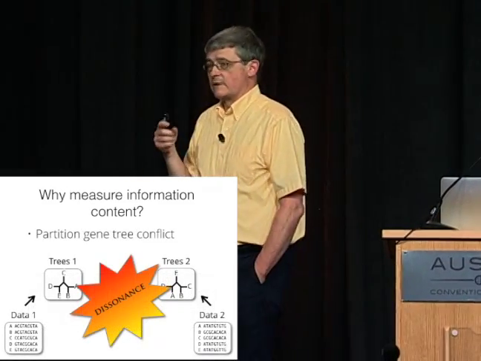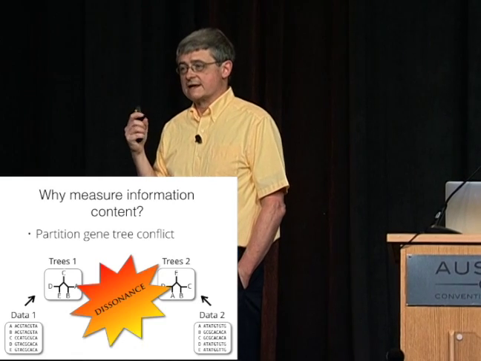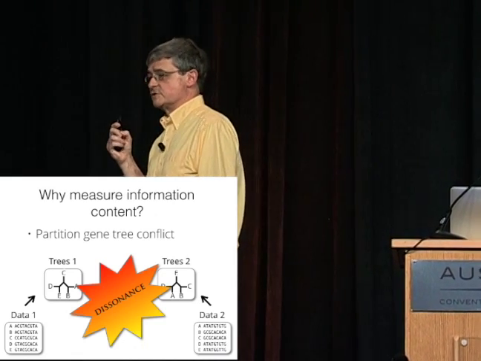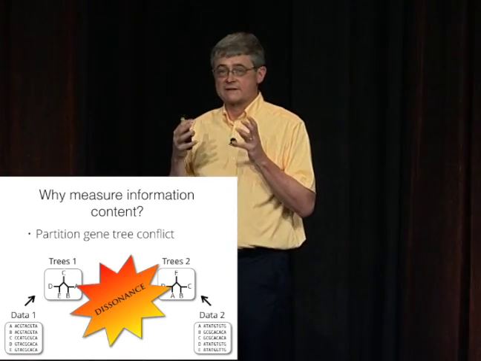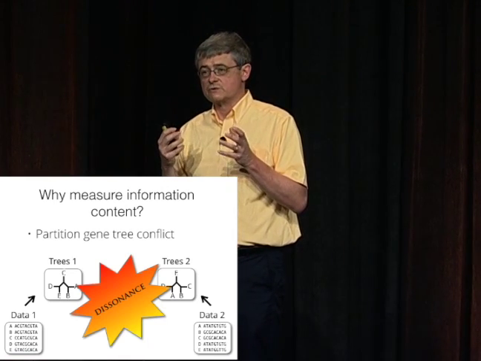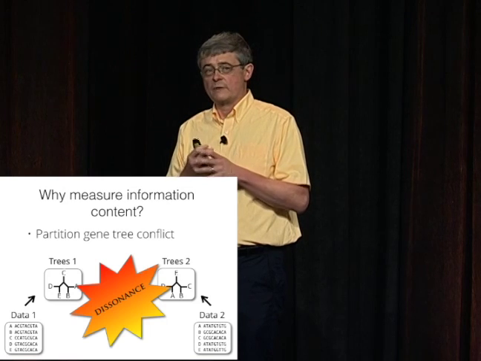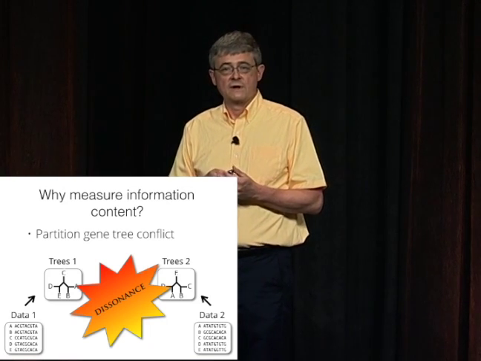We can partition conflict among genes and ask where is the dissonance in the tree. If the dissonance is concentrated around a tiny internal node, then maybe we would suspect incomplete lineage sorting. So it gives us some tools to ask what process is responsible for dissonance.